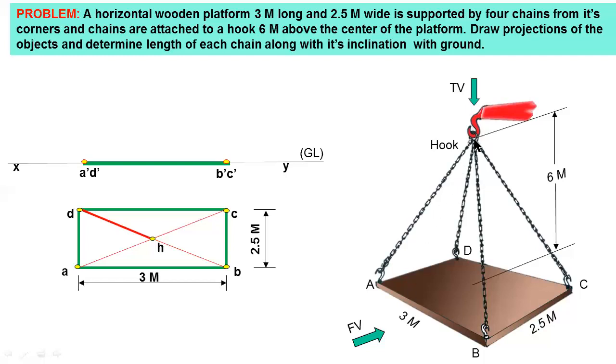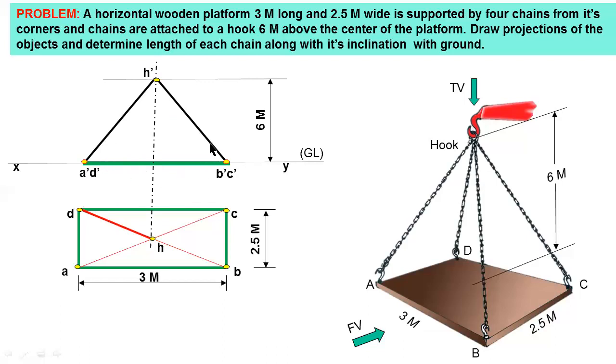Then after you have to draw the position of the hook. The position of the hook, that is point H, is 6 meters above the horizontal plane. So you have to mark 6 meters above the XY line. Now you have to project the line from point H. The intersecting point is H dash. Then join the points A dash and H dash, and A dash, B dash and H dash.